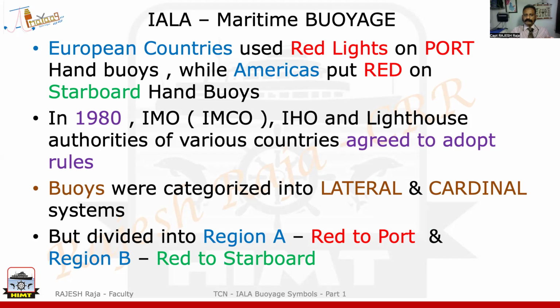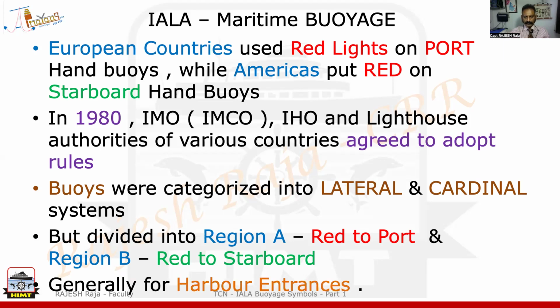Now, as I said, even after a lot of discussions, they still could not come to a single conclusion or a single system. So what they did was, in the lateral system, they decided, let us divide into a region A and region B. Region A was using red to port, which is more of European standards, and region B used red to starboard, which is America, North and South, and a few other countries. I'm going to show you a picture. The cardinal marks were uniform, there was no problem, and the remaining buoys also did not have any problem. So the main issue was only on these lateral marks.